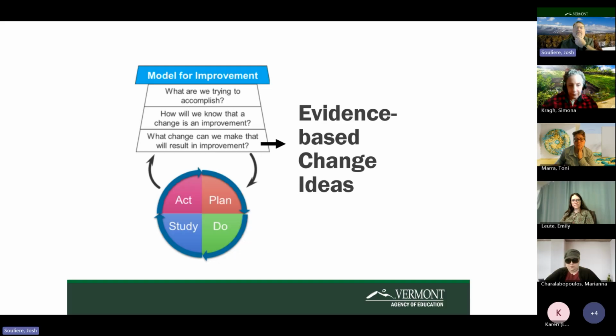Recall the Vermont model for improvement that we often refer to on this slide. The third question that you see in this graphic, what change or changes can we make that will result in improvement? This relates directly to the selection of evidence-based change ideas based on your previous data analysis, root cause analysis, and goals that you've established.